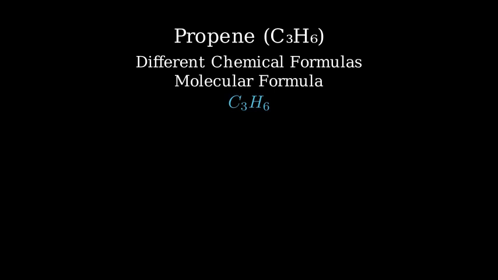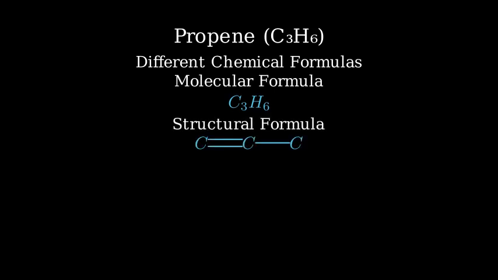Next is the structural formula, which shows how all atoms are connected. Propene has 3 carbons in a chain, with a double bond between the first 2 carbons. The first carbon has 2 hydrogens, the second carbon has 1 hydrogen, and the third carbon has 3 hydrogens.